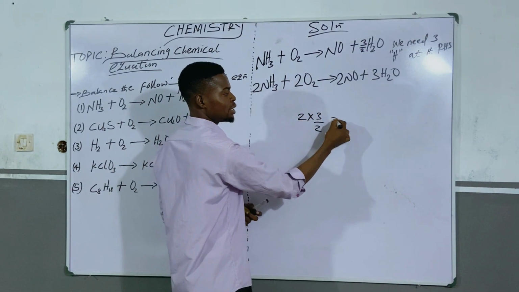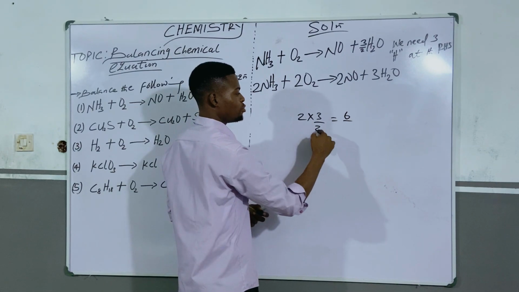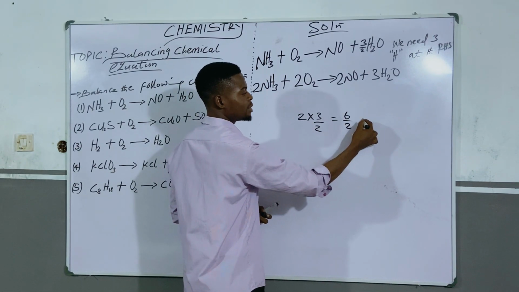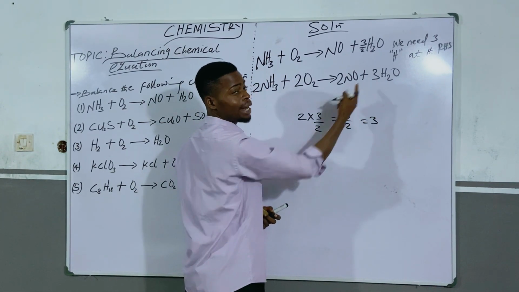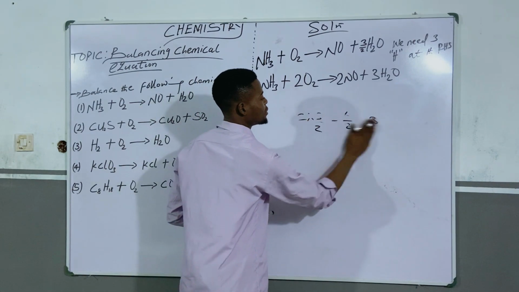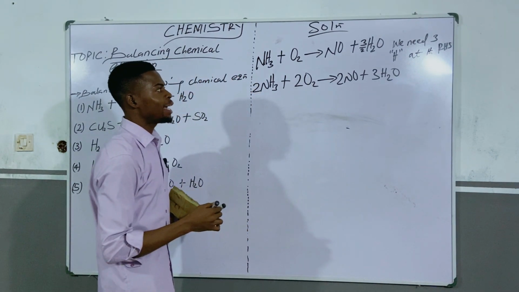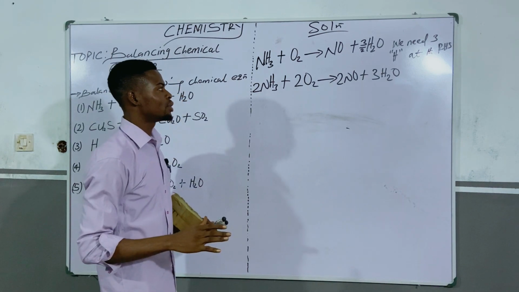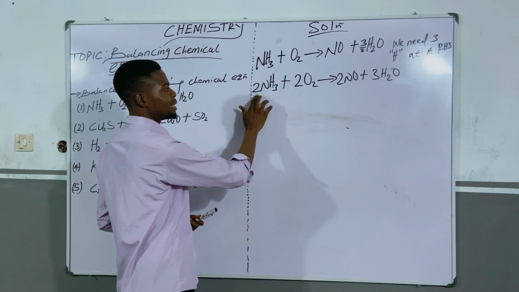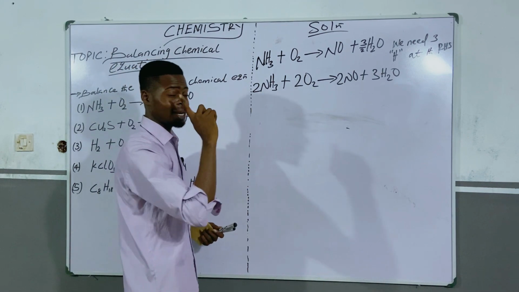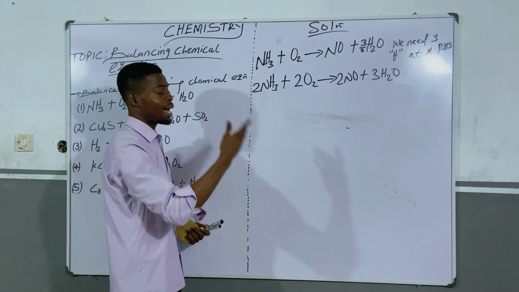This times this is 6 all over 2. This divided by this, you will have 3. So that is how I got my 3. So that is for that. So you can see now that hydrogen is now balanced. So we have balanced the nitrogen. If you check now, you see that nitrogen and hydrogen are balanced.